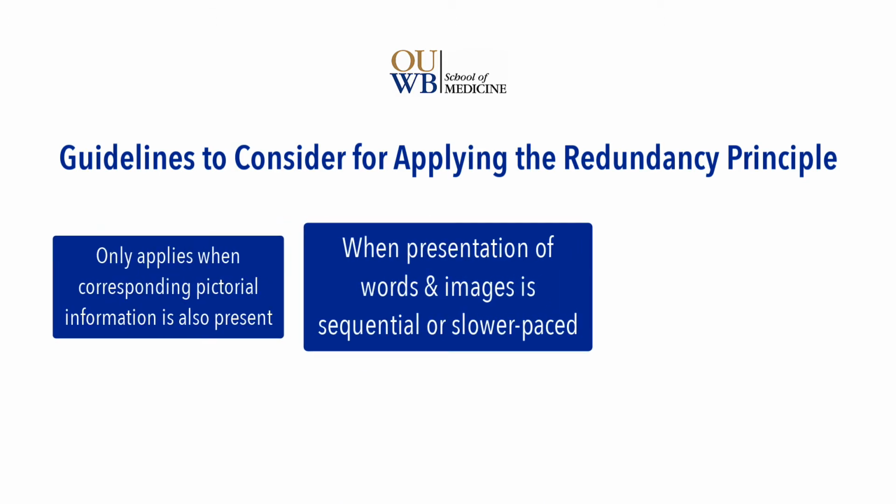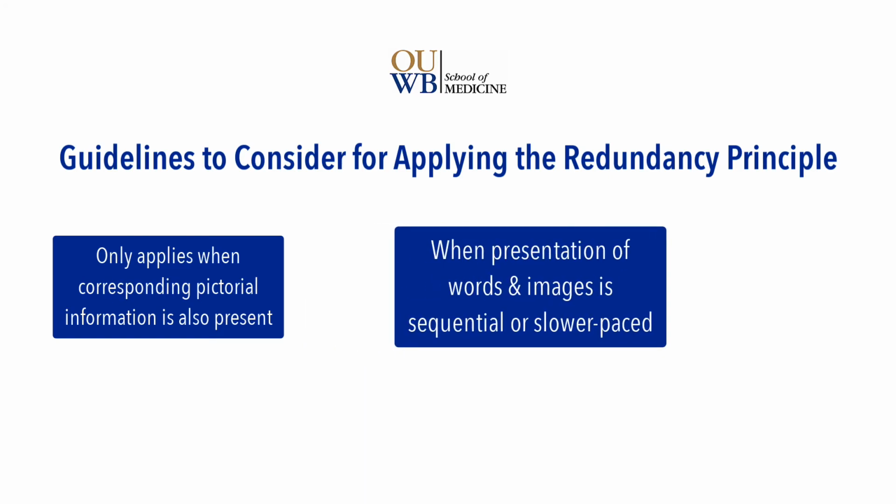A second exception for including on-screen text with corresponding graphics happens when there is ample opportunity for the learners to process the pictorial information being displayed. This happens when the on-screen text and corresponding graphics are presented sequentially, or when the pace of the presentation is sufficiently slow for the learners in attendance.